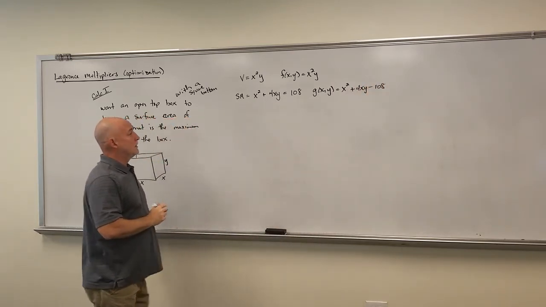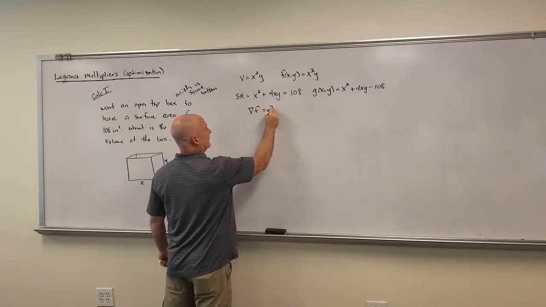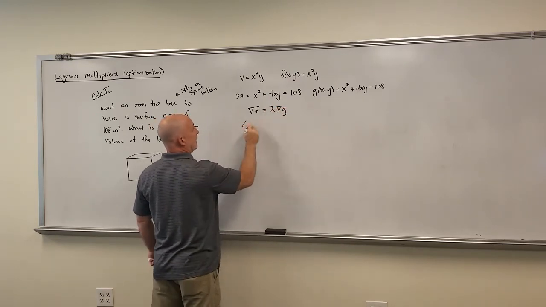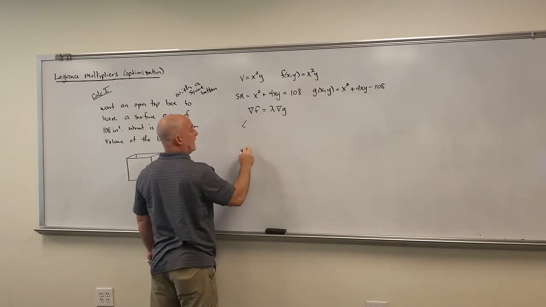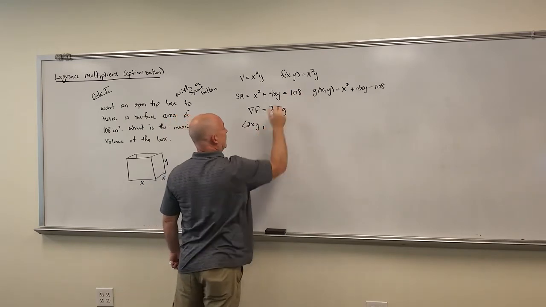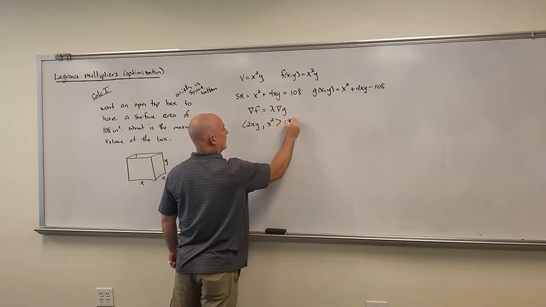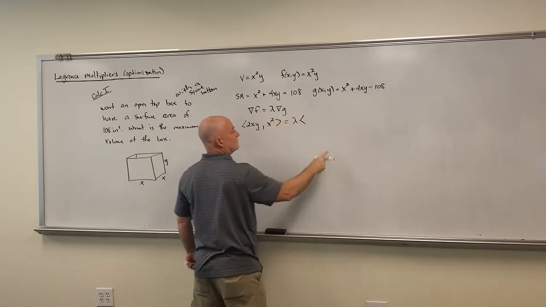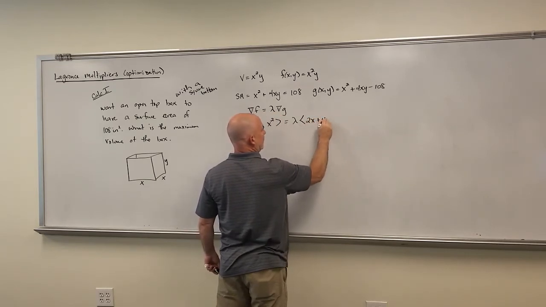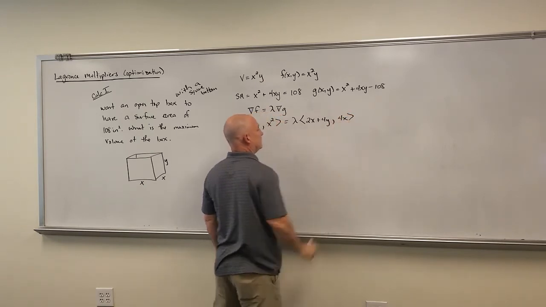Okay, so according to Lagrange, he said del f equals lambda del g. So the gradient of f, the derivative of this with respect to x, will be 2xy. The derivative of that with respect to y will be x squared. So equal to lambda times del g. The derivative of that with respect to x will be 2x plus 4y. The derivative of that with respect to y will be 4x.